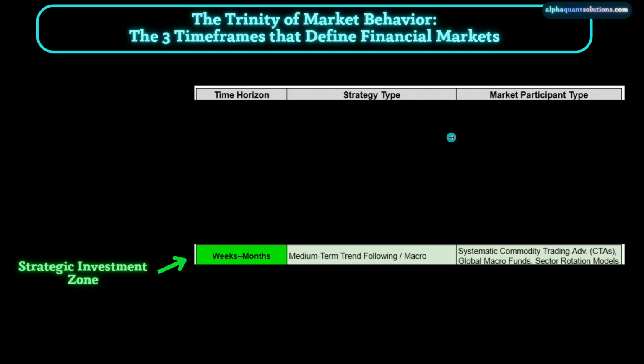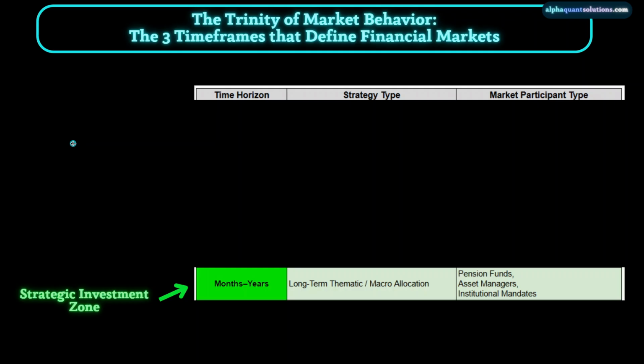These strategies tend to be slower, require patience, and are often very diversified. So trends, in this case, are held through noise, with risk management focused primarily on capturing larger moves rather than avoiding every drawdown.